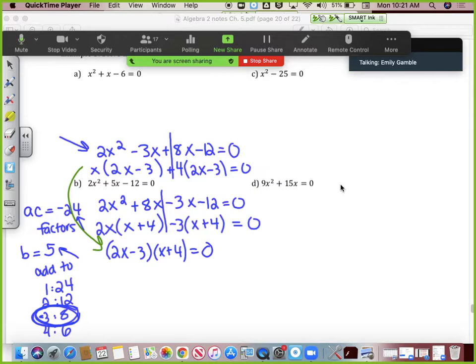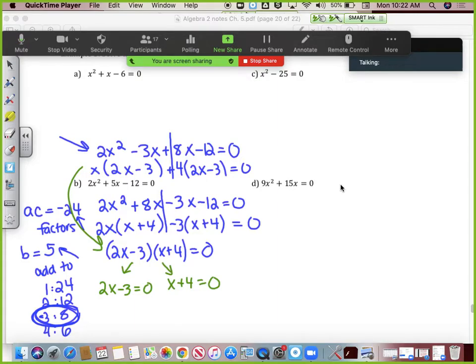The last step in solving this problem is separating these two equations and setting both of them equal to 0. So this would be 2x minus 3 equals 0, and x plus 4 equals 0. What we are doing right now when we do this step is actually solving the quadratic equation by factoring. The whole point of factoring is what we're doing right now, which is actually solving for where it crosses the x-axis.